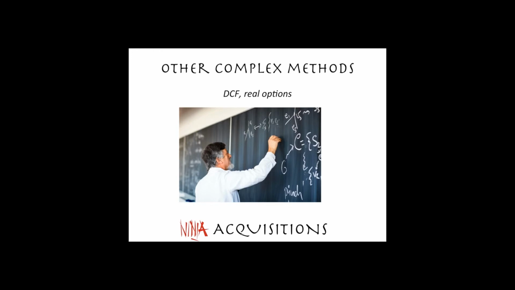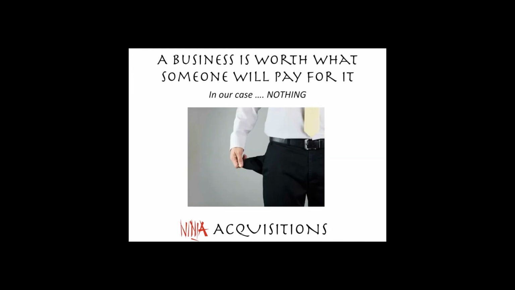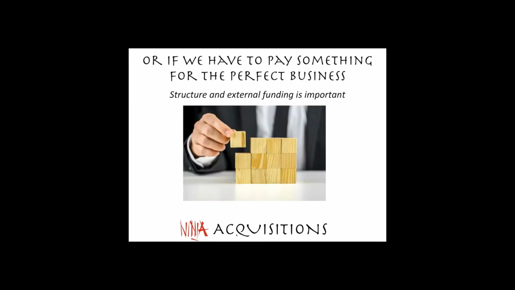Now, there are some more complex methods for valuation, things like discounted cash flows, real options, but we don't need to know what they are. So back to my earlier point, a business is worth what someone's prepared to pay for it, and in our case it's zero. But what if we needed to pay something for an absolutely top fantastic business? This is where it gets really interesting.